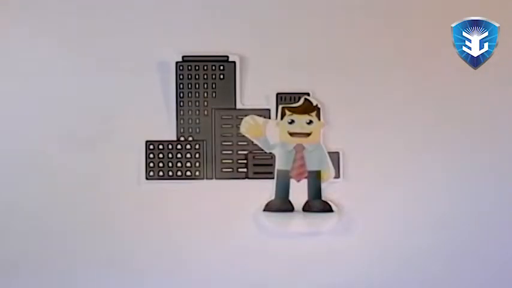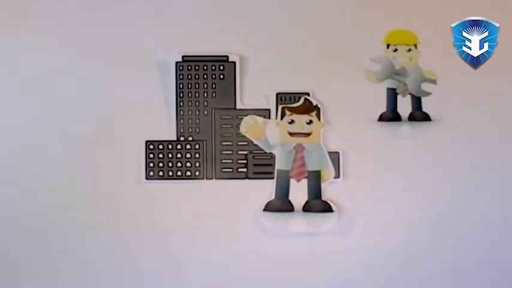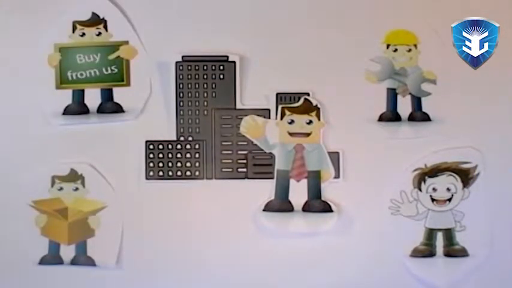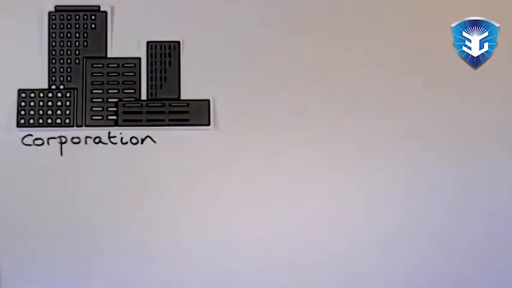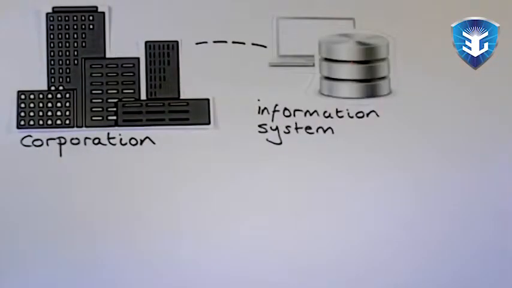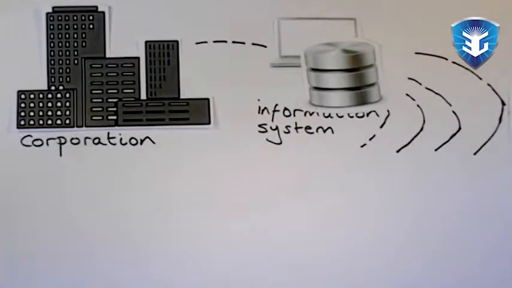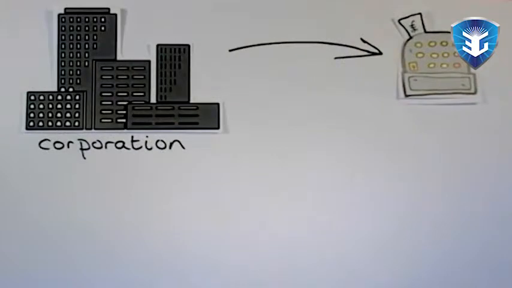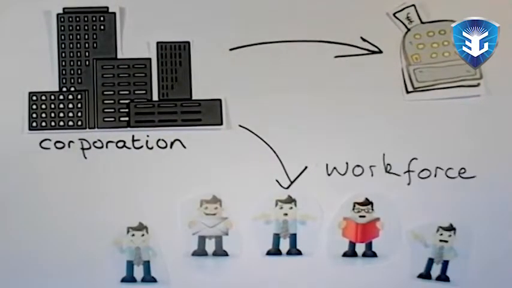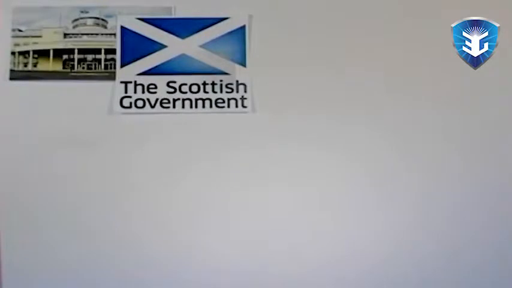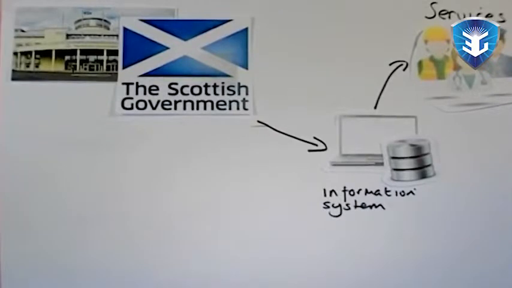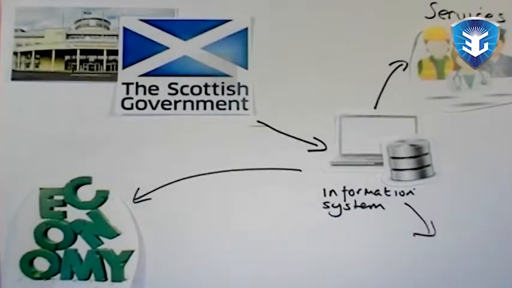Businesses and other organizations rely on information systems to carry out and manage their operations, interact with their customers and suppliers, and compete in the marketplace. For instance, corporations use information systems to reach their potential customers with targeted messages over the web, to process financial accounts, and to manage their workforce. Governments use information systems to provide services cost effectively to citizens, to manage the economy, and to gather taxes.